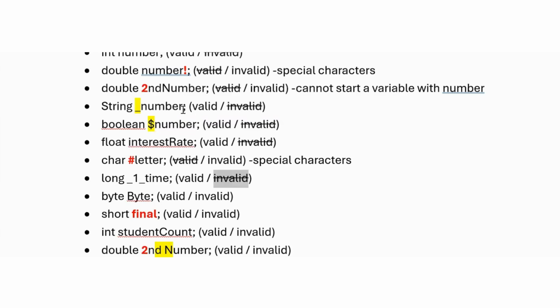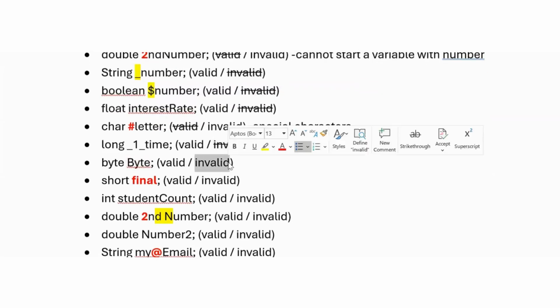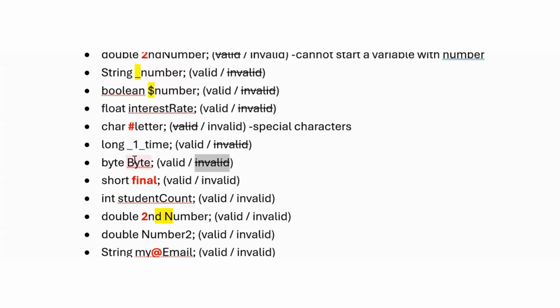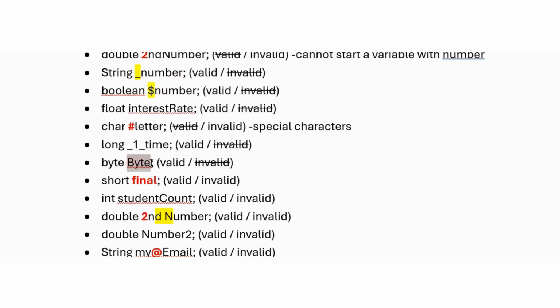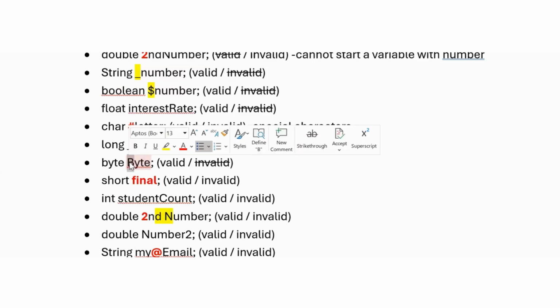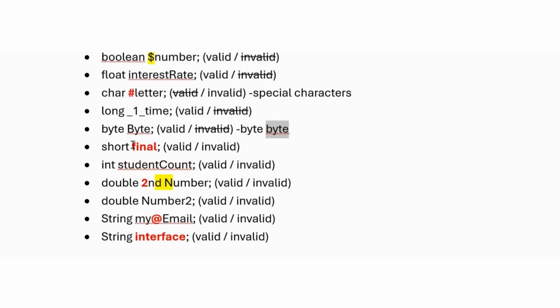number and one word. Then we have byte byte here. This is actually a valid variable, even though you have this byte here. This first byte, of course, indicates the data type, and this is the name of the variable. And this is actually valid because this byte here is not a Java reserved keyword. So it will only become invalid if I do byte and then byte, because this byte here now is a Java reserved word.